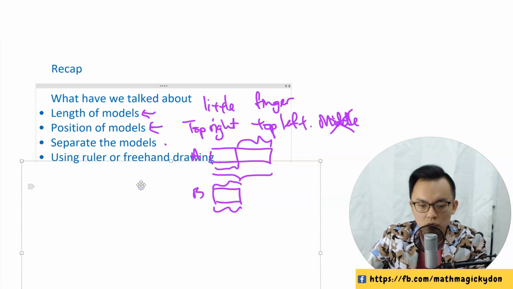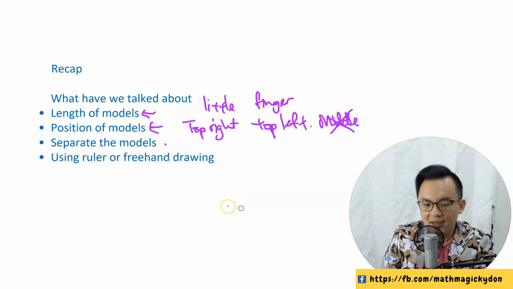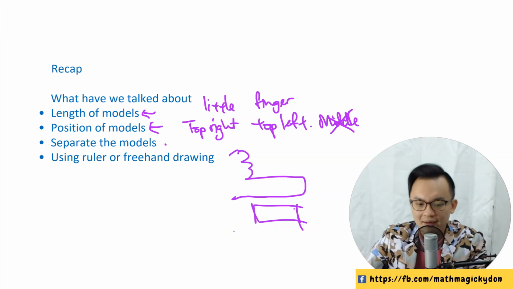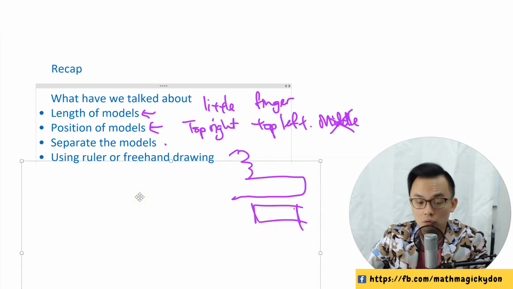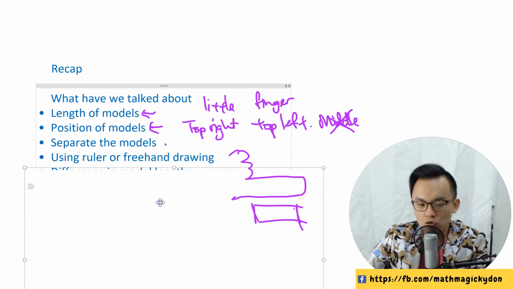The next one is to use a ruler or freehand drawing. Either is fine, but again, if you draw using your little finger, draw your vertical lines first, and then after that draw your horizontal lines. Both ruler or freehand are fine, depending on what the school insists. But if the school doesn't insist on it anyway, then I would recommend using freehand drawing.